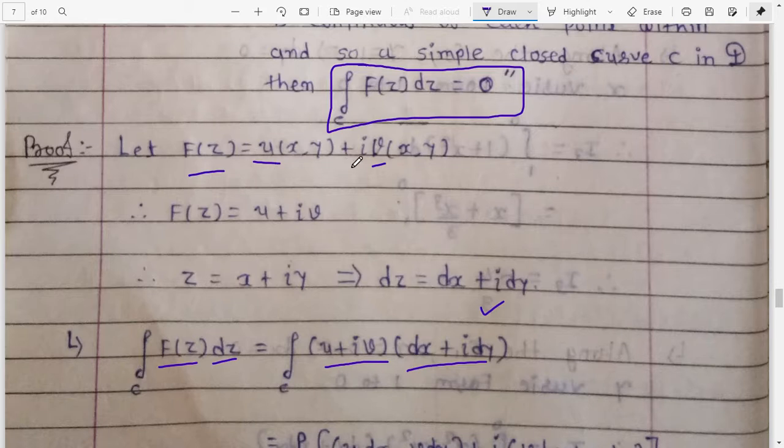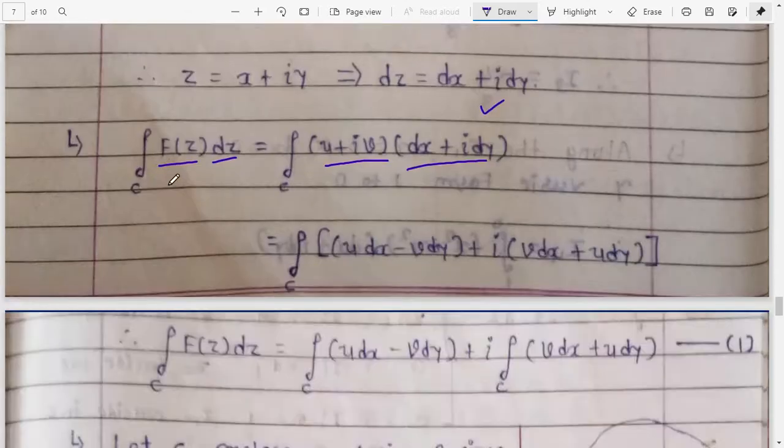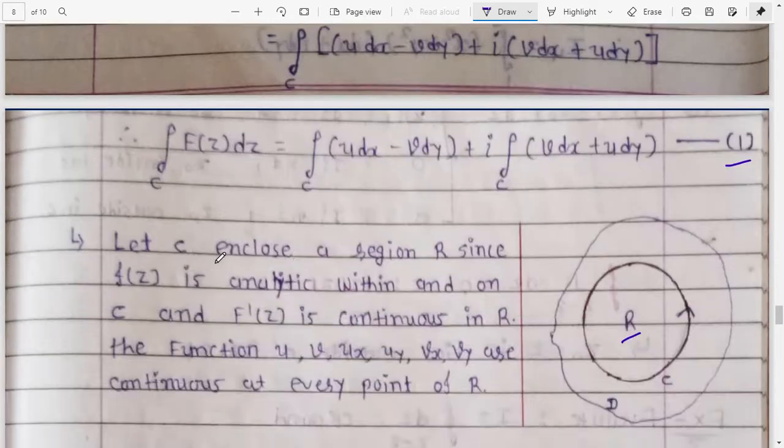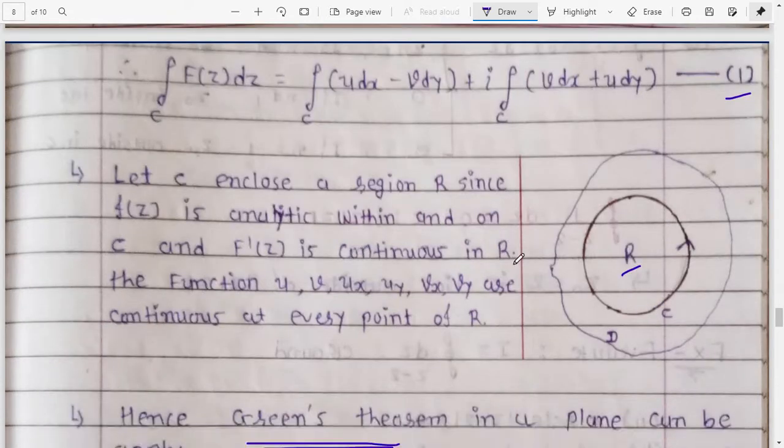In the proof, f of z is equal to u plus iota v. Now the integration of f of z over C dz is equal to integration over C; put the value of f of z as u plus iota v, and the value of dz as dx plus iota dy, and multiplying this we get equation number 1. Let C enclose a region R. Since f of z is analytic within and on C and its derivative is continuous in the region, the functions u, v and the partial derivatives of u, v are continuous at every point of R.